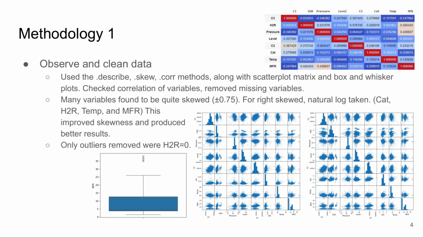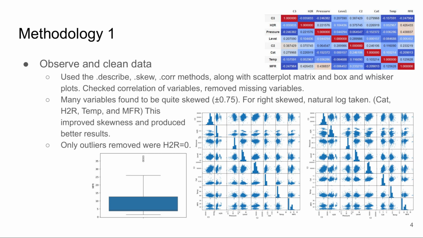Of course, first we have to observe and clean the data using methods such as head, describe, skew, and the correlation methods, where we see the correlation heat map up in the top right, along with scatter plot matrices and box and whisker plots to check for outliers. We also looked for correlation between the variables and removed any missing data.